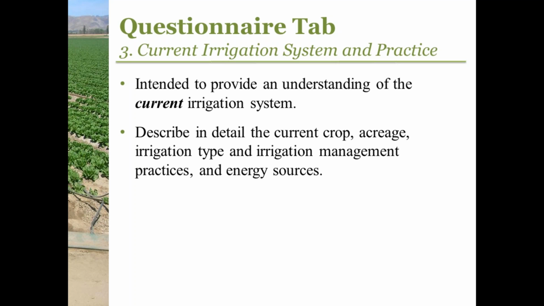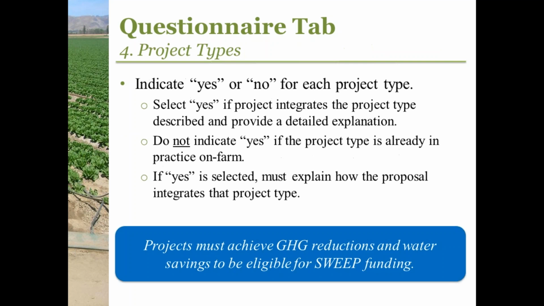So we're going to want to know a little bit about your current irrigation system and practices. This is for what you currently have on your system. So if you have flood irrigation, and you're interested in putting in micro irrigation, we're going to want to know about the flood irrigation system in this section of the FAAST application. So we want you to describe in detail the current crop, acreage, irrigation type, and irrigation management practices, as well as the energy source that's involved in that.